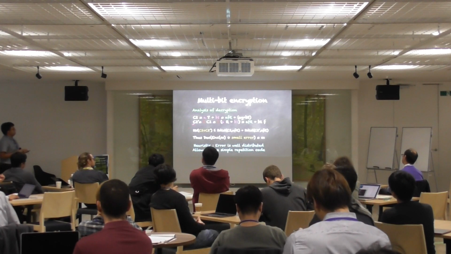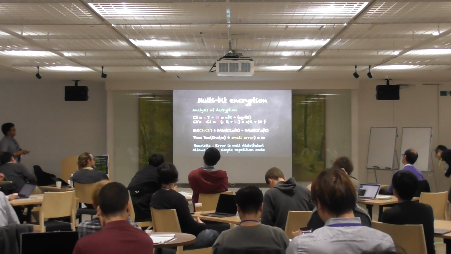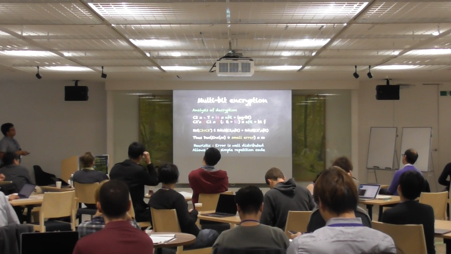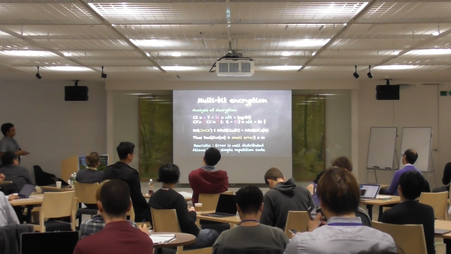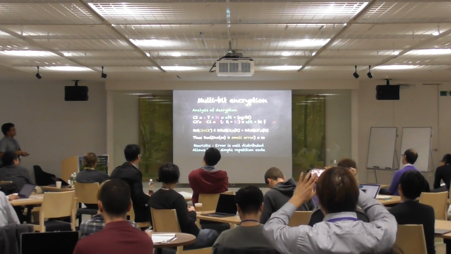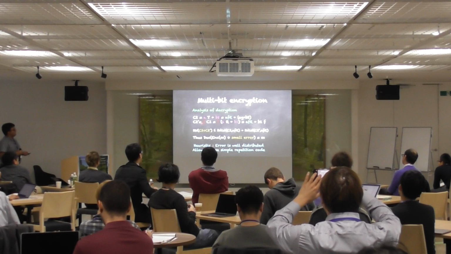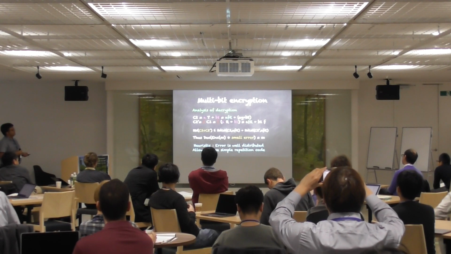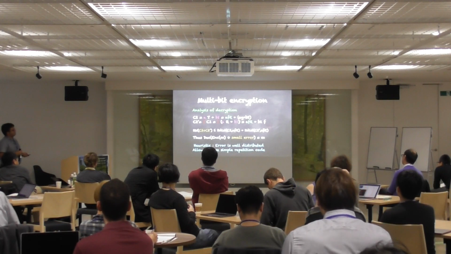So I repeat the analysis of decryption again. C2 is A times T plus B2, which is A times FR plus A times G plus B2. I just plugged in the value of T, which is FR plus G. And C2 prime is F times C1, which is F times AR plus B1, which is AFR plus B1.